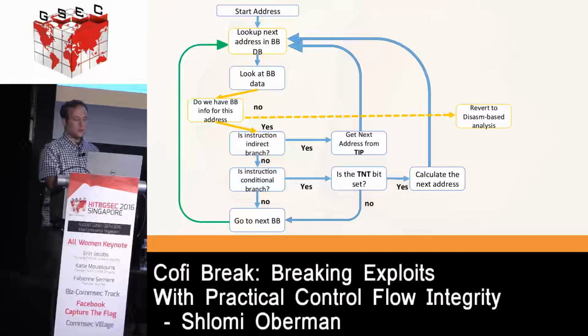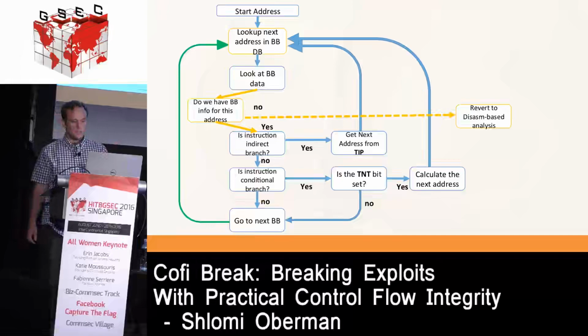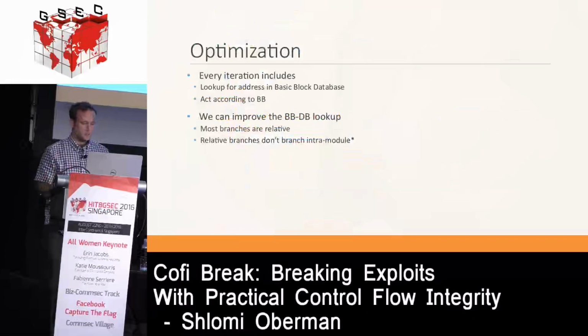If we don't have this basic block in our graph, we'll be moving back to the disassembly-based analysis, which is the slower analysis. But we'll only do this very rarely. So this improves a little bit on the analysis. Unfortunately, we have an extra stage here of looking up the next address in our database every time we have to look at the next basic block.